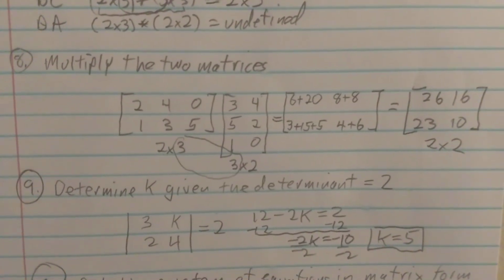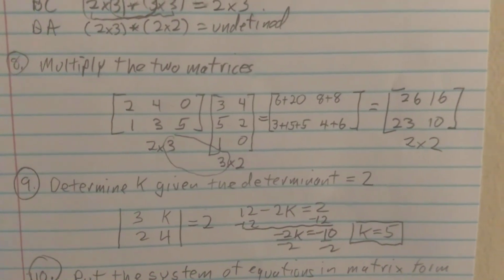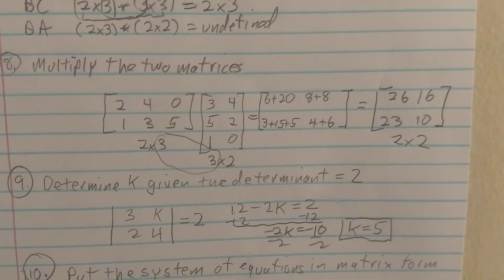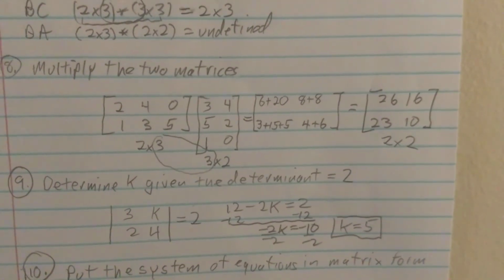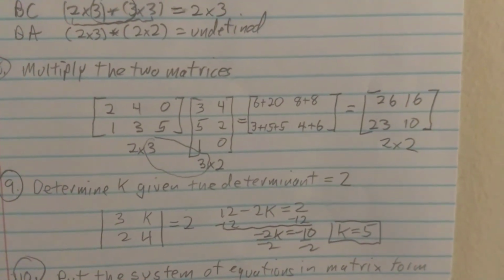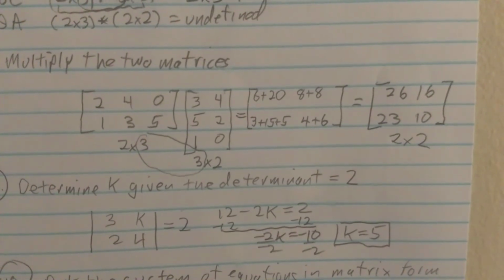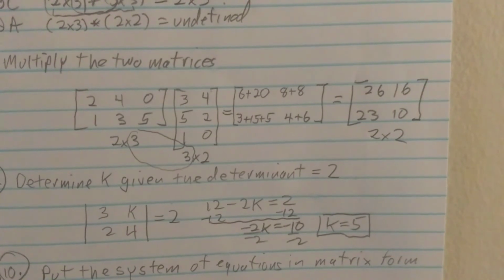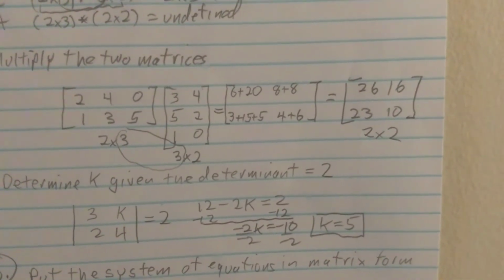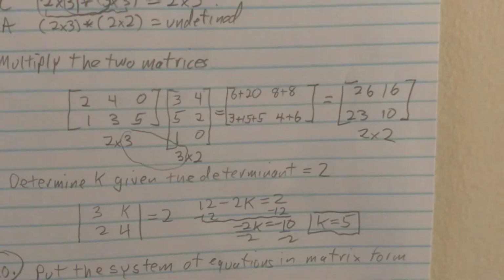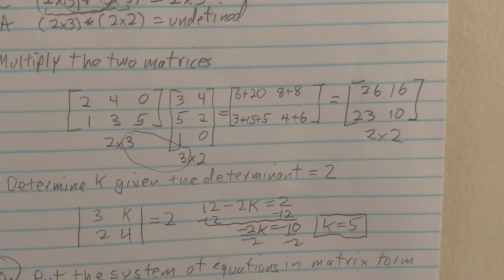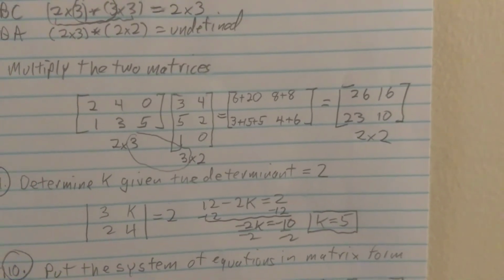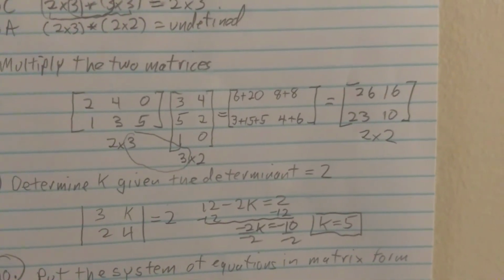On number 8, when I multiplied the 2 matrices, [2, 4, 0; 1, 3, 5] times [3, 4; 5, 2; 1, 0], I multiplied the first row times the first column. 2 times 3 is 6, plus 4 times 5 is 20, plus 0 times 1 is 0. So that gives me 6 plus 20 for row 1, column 1. For row 1, column 2, I do 2 times 4 is 8, plus 4 times 2 is 8, plus 0 times 0 is 0. So that gives me 8 plus 8.